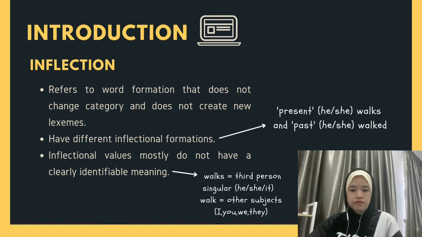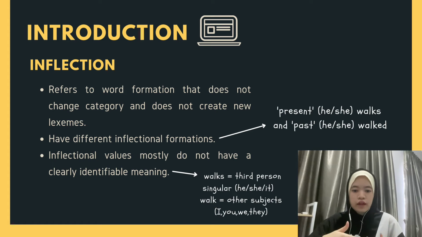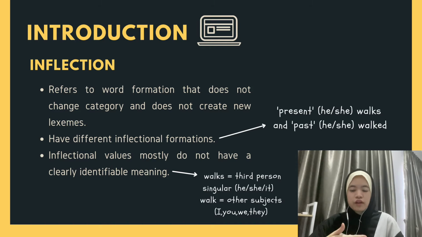So what is inflection? Inflection refers to word formation that does not change category and does not create new lexemes, but rather it changes the form of lexemes so they can fit into different grammatical contexts. And inflection has different formations to express an inflectional value or inflectional feature value. As an example, when we use English verbs, for the present for he or she, we use walk, and for the past for he and she, we use walked.